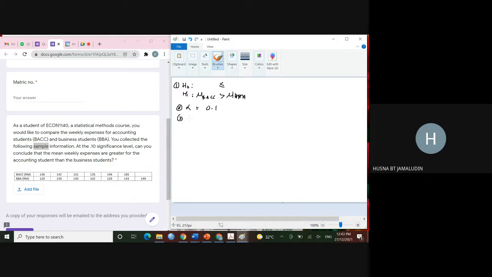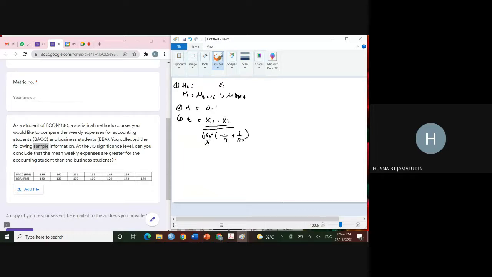Number 3, you know that you have to use T. What is the formula for this? You don't remember, right? The formula is x bar 1 minus x bar 2 over the square root of the pooled variance, S squared, where S is the standard deviation and squared it becomes variance, times 1 over n1 plus 1 over n2. This is the T, but it's not as easy as it looks because you have to compute the pooled variance.